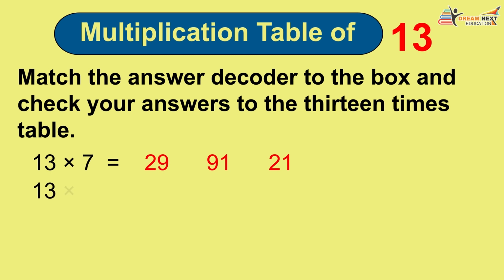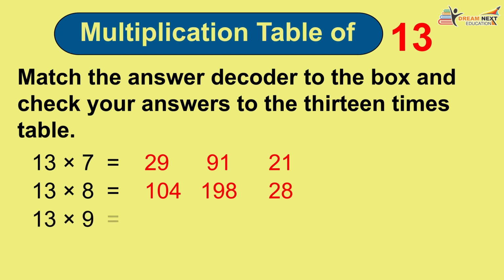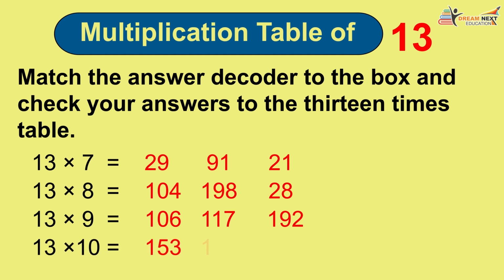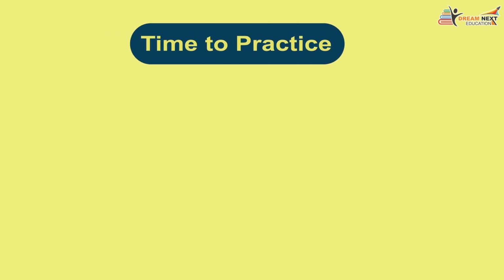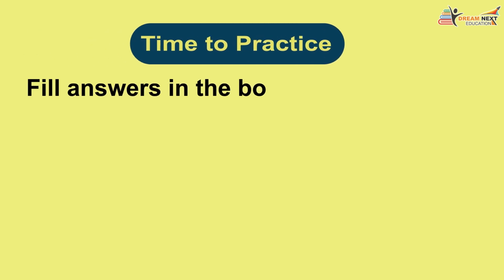13 into 7 is equal to 29, 91, 21. 91. 13 into 8 is equal to 104, 198, 28. 104. 13 into 9 is equal to 106, 117, 192. 117. 13 into 10 is equal to 153, 168, 130. 130.